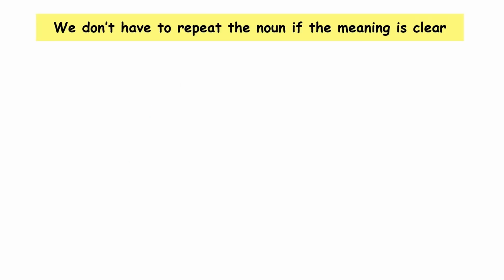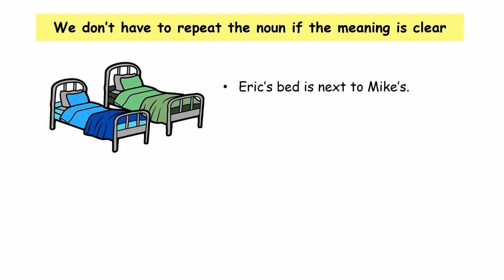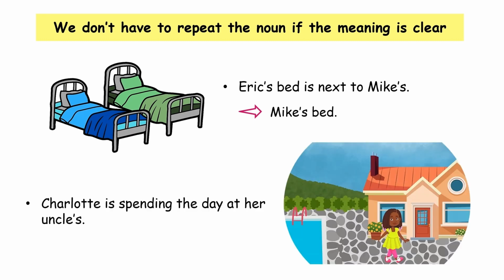We don't have to repeat the noun if the meaning is clear. Eric's bed is next to Mike's. Over here, we know that when we refer to Mike's, we are talking about Mike's bed. Charlotte is spending the day at her uncle's. We know that when we refer to her uncle's, we are talking about her uncle's house.